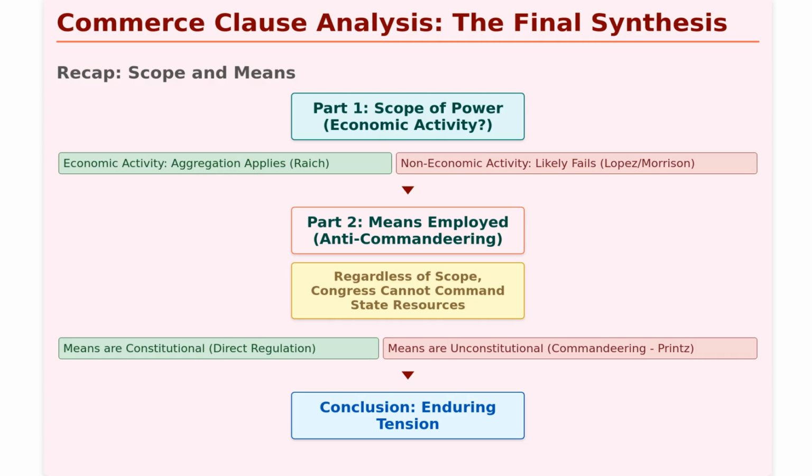This dual structure, scope and means, reflects the enduring tension between addressing national needs through robust federal regulation and preserving the structural sovereignty of the states. This balance defines modern federalism.